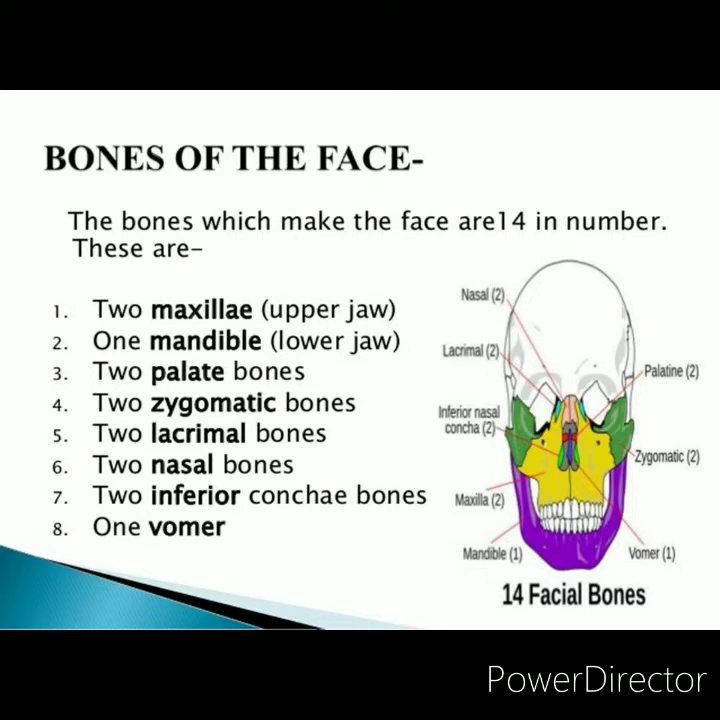Okay, the next is two nasal bones, which are the bones of our nose. So we are having two. In the pictures you can see the pinkish color. Okay, these two are your nasal bones.